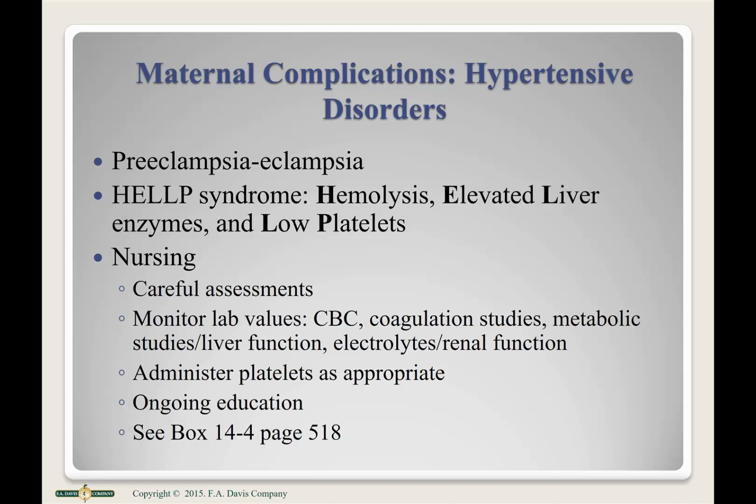Box 14-4. Oh, okay. So this is the management of a patient with preeclampsia. It talks about what we do to watch her blood pressure, what medications we may be giving her. It will tell us about our renal assessment, our neurological assessment, our pulmonary assessment. Those are the really important things. Advancing signs and symptoms of worsening preeclampsia, seizures, and then also monitoring our fetal heart rate.